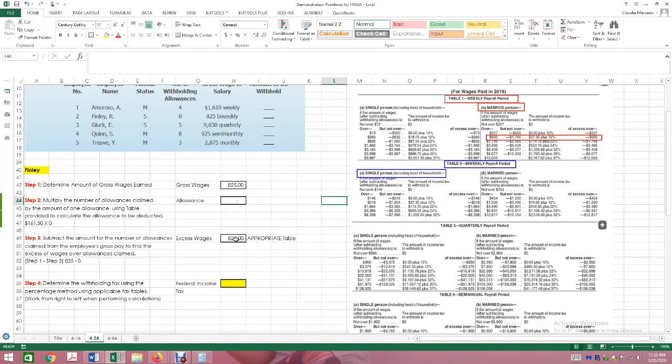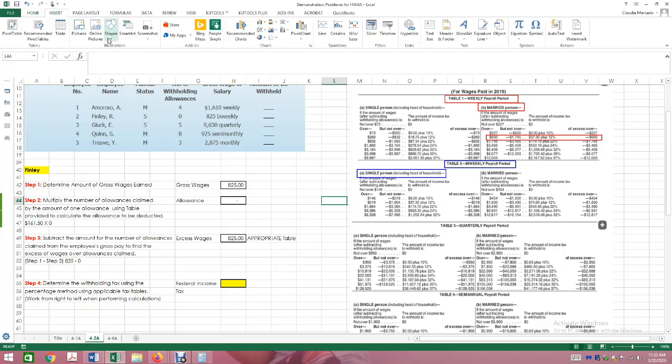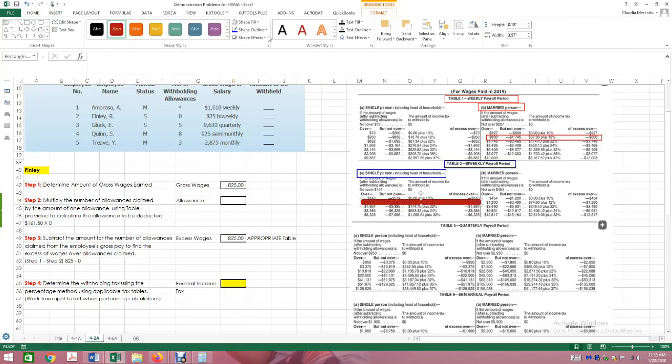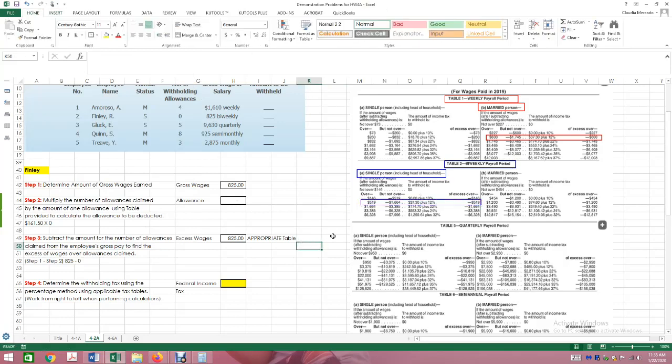How much did this employee make? That is taxable, $8.25, because remember they didn't have any allowances. So I'm going to look at my table and find where the $8.25 falls in. That's going to be the second tier, which is right here. So the $8.25 falls between $5.19 and $16.64. So now I can start working on my calculations.